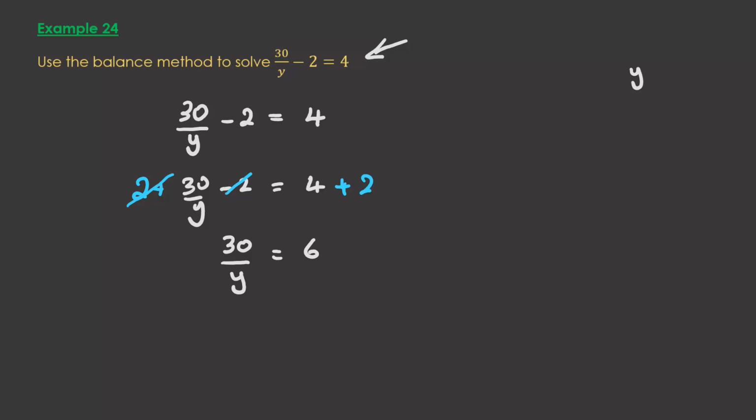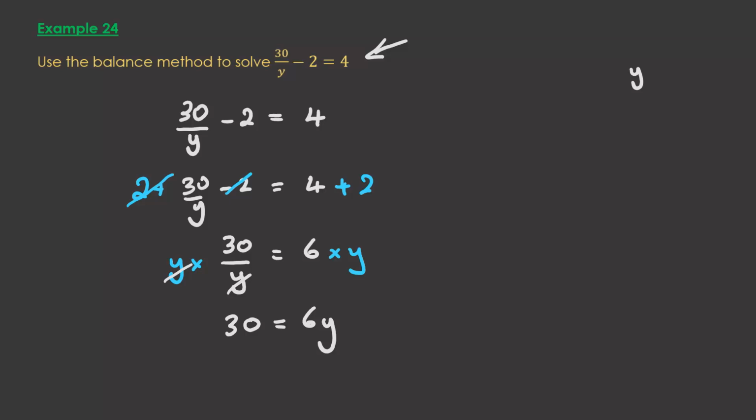Now, you may be able to spot the solution at this point, but if we continue with a balance, what I would now do is multiply both sides by y. Now clearly that's an inverse operation on this side, and so we just end up with 30. On the other side we've got 6y.